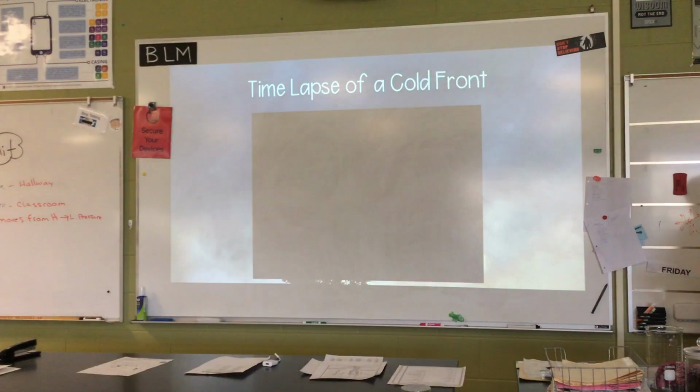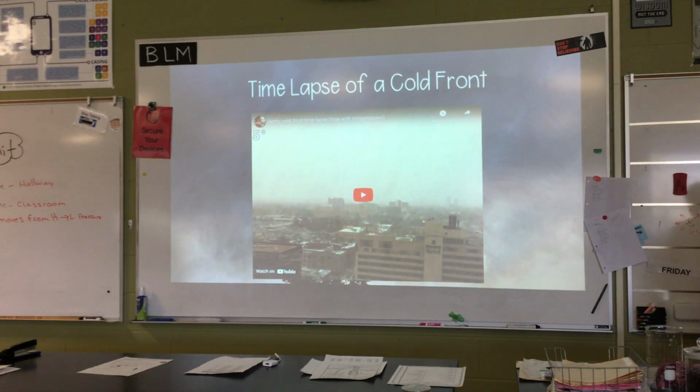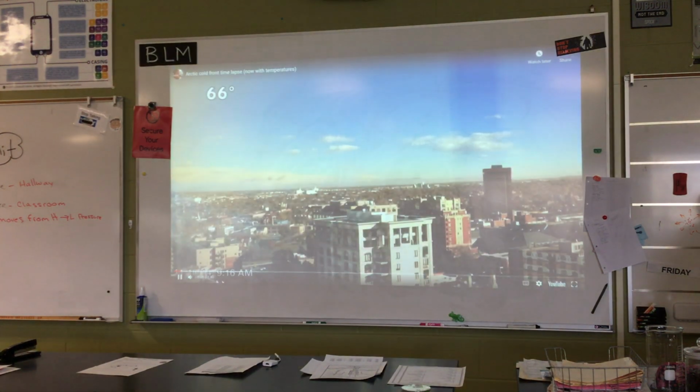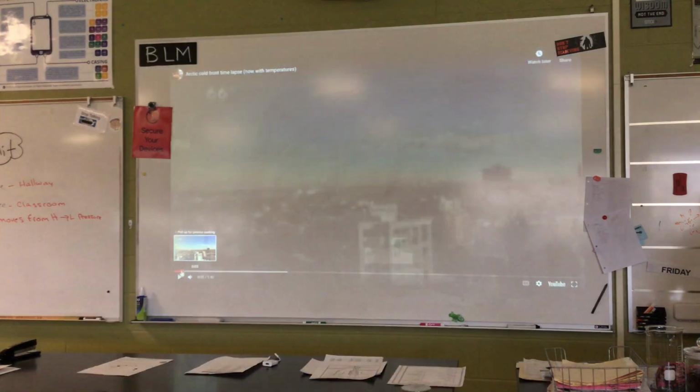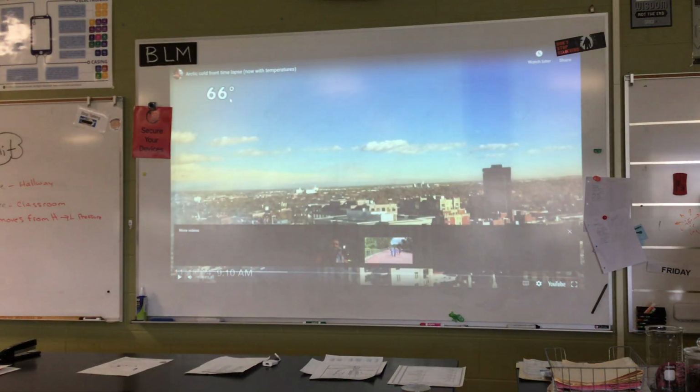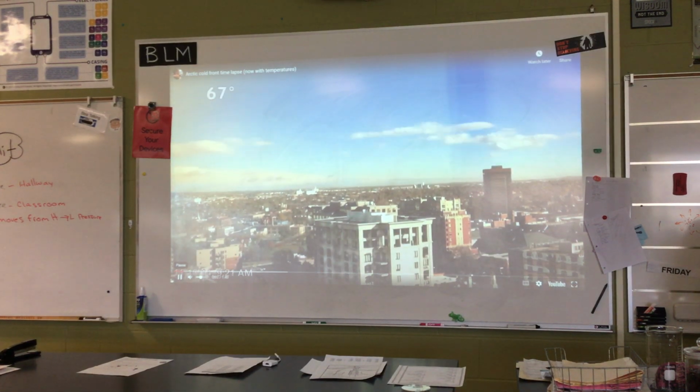All right. We're going to go ahead and show what happens when a cold front comes into an area. Now, the first thing I want you to realize is, what's the sky look like right here? Blue, nice day. Temperature is going to be right here. Let me bring this back a little bit. Okay, it's 66 degrees. So that's the temperature right now, and this is what the sky looks like. A cold front, a cold mass of air is going to come in. See what happens to the temperature and the cloud cover.